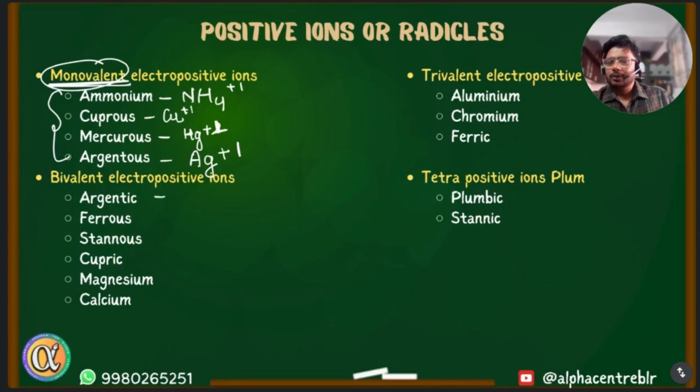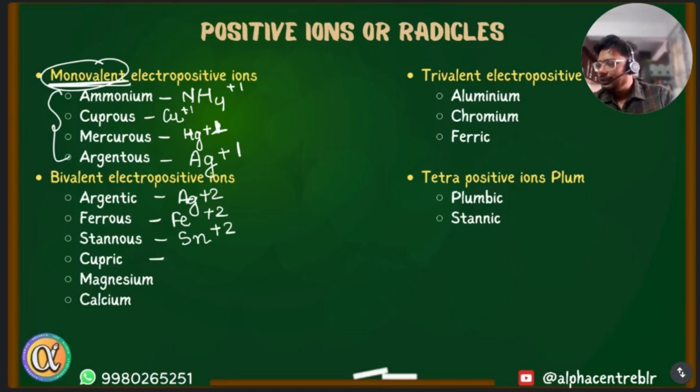Okay. Vanshika, what is argentic? Ag plus two. This section is all plus two. Okay. So ferrous, Vanshika, can you tell for ferrous? Sir, is it Fe plus two? Fe plus two. Okay. So let's just go ahead with this. What is the formula for stannous? Stannous is another name for tin. So this is Sn plus two.